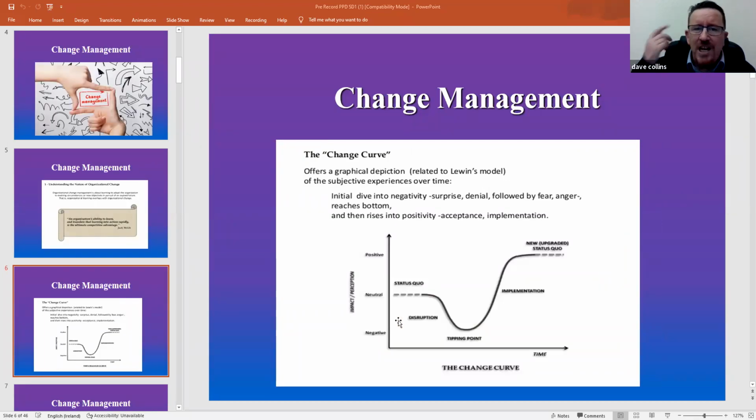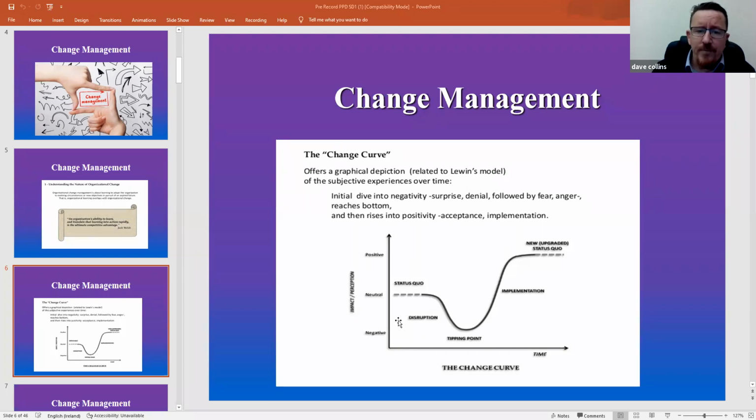So the change curve. A lot of people obviously they don't like change. They like to keep going the way they're going. They're happy and they're comfortable in what they're doing. But sometimes we have to change. And here's what they call the change curve. This offers a graphical depiction of, I suppose, Lewin's model of the subjective experiences over time.